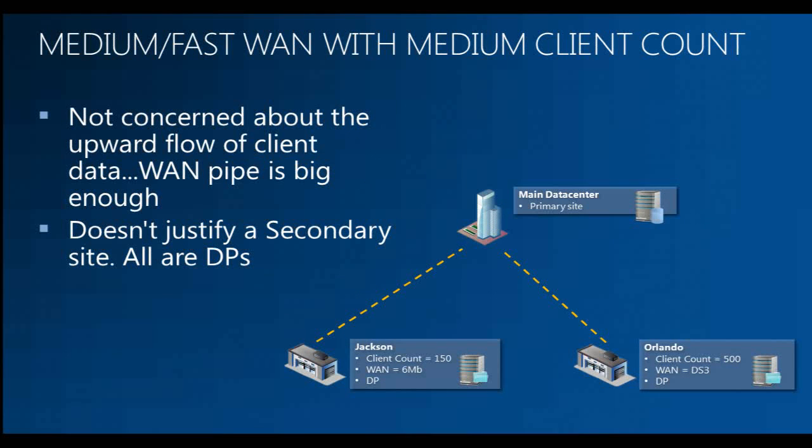Again, with that combination of client count and WAN pipe, I'm not overly concerned about the upward flow of client data there. So I don't think it justifies a secondary site for those. We're just using a DP at those locations. That combination of client count, WAN speed, what we're doing there doesn't necessarily justify that.